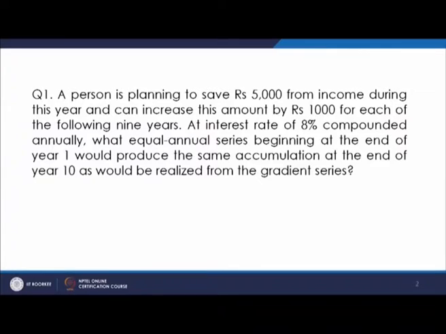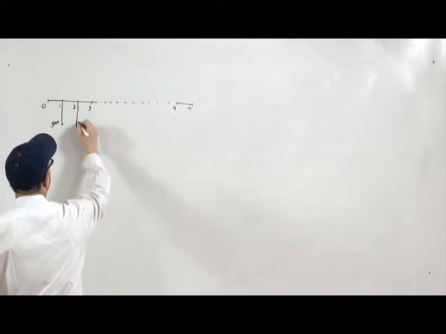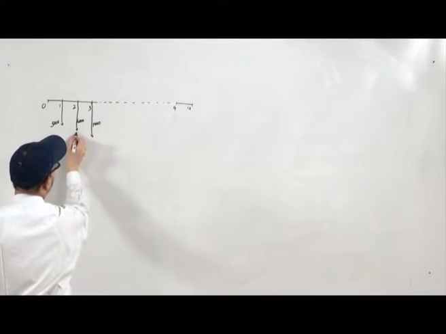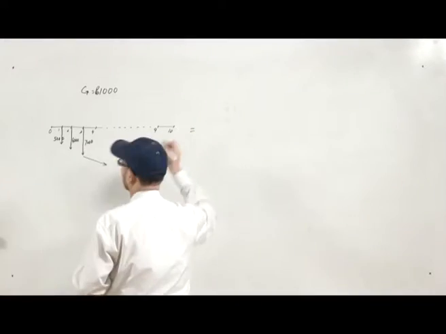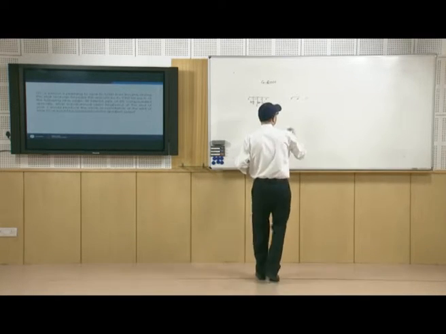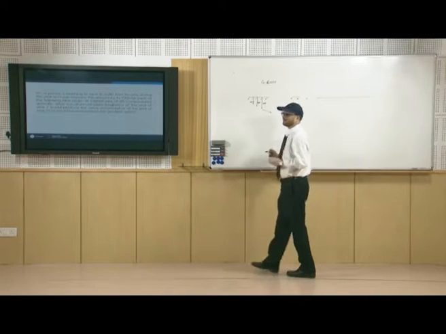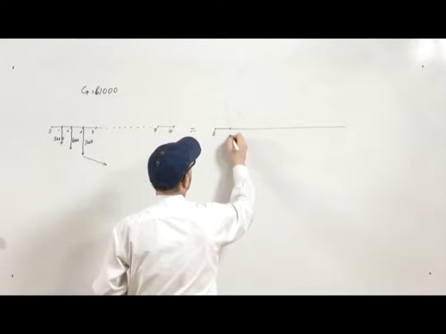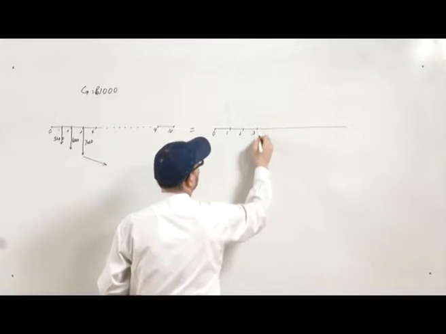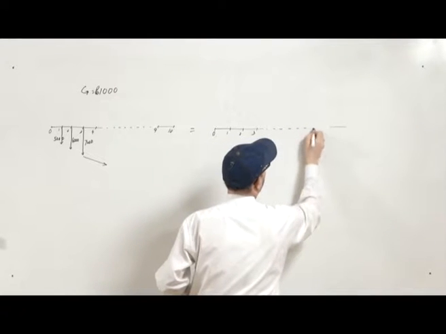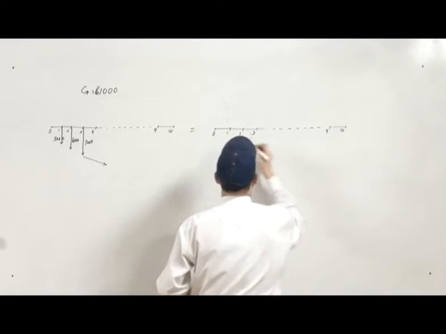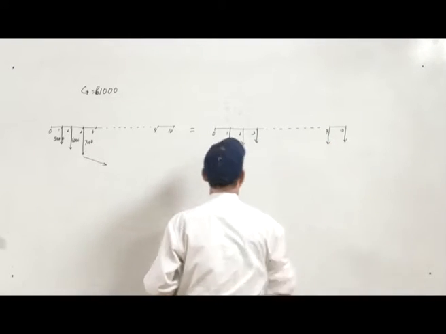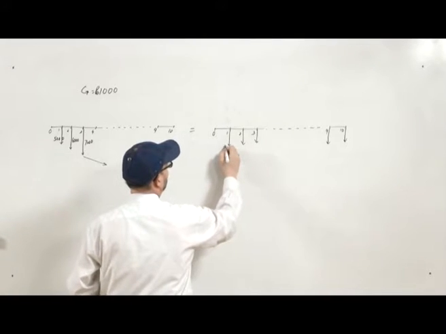Year end convention is followed. Second year he will save 1,000 more, so it will be 6,000. Third year 1,000 furthermore, 7,000, and this will go on like this. Accumulation can be realized by annually depositing a certain amount. So, this should be equal to a cash flow series which will go like this. What should be basically this amount A?